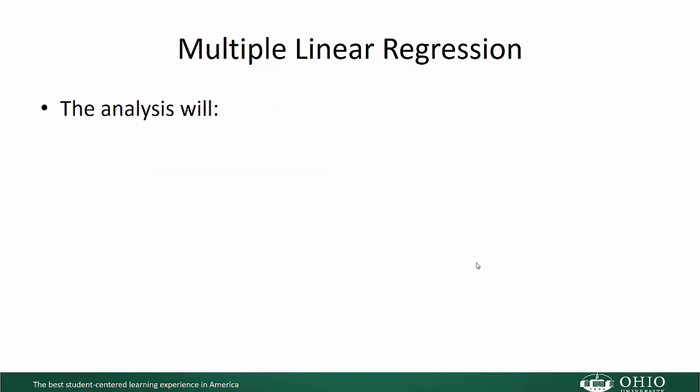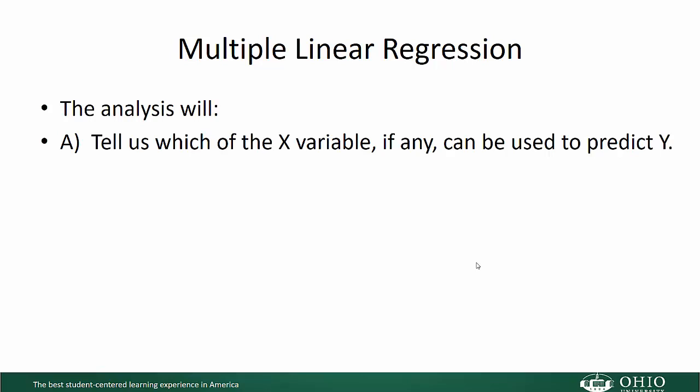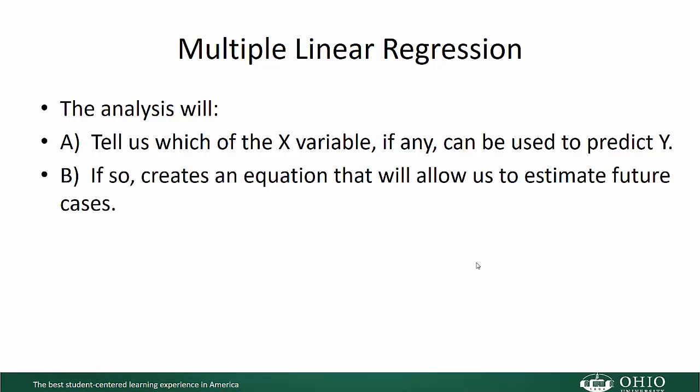Just like simple regression, a multiple regression analysis will tell us if we can actually predict y with our predictor variables. The analysis will indicate which of the x variables significantly predict y, and if there are any that do not predict y. In addition, the analysis will create an equation that we can use to predict future cases of y.